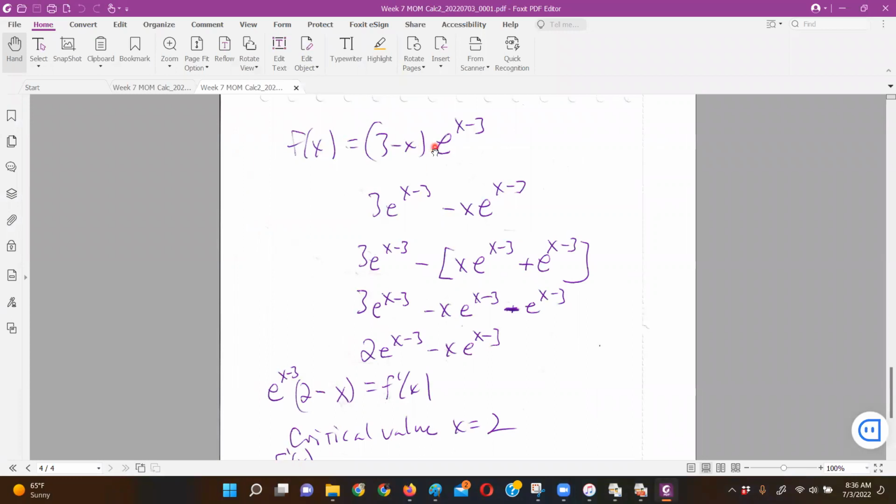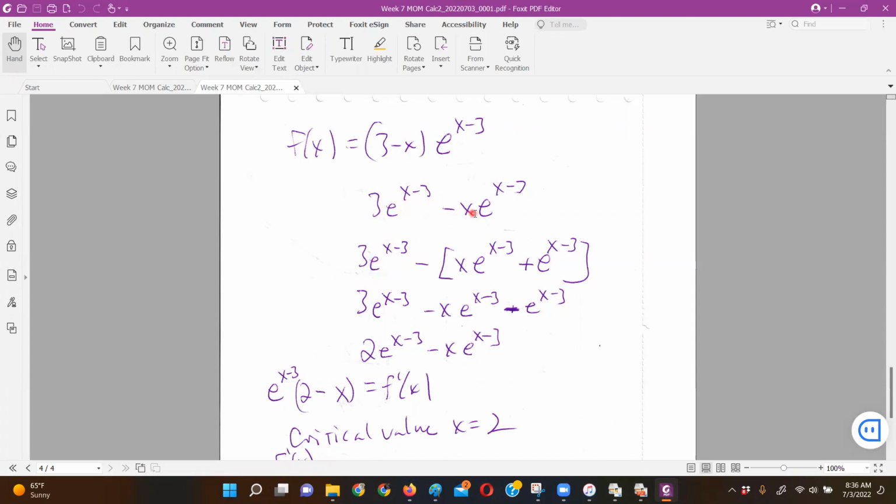I said, boy, wouldn't it be easier? Product rule is okay, but let's try to avoid it if I can. It works out that I couldn't, but I did this anyway. So I distributed the e to the x through, and then the derivative of e to the x is e to the x, right? And the 3 is a constant multiple, and by the chain rule, the derivative of x minus 3 is just 1. So that's the same derivative.